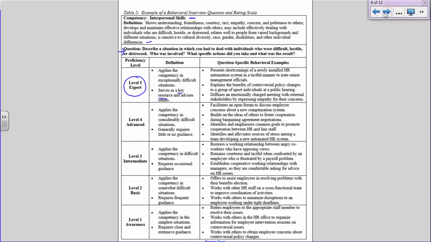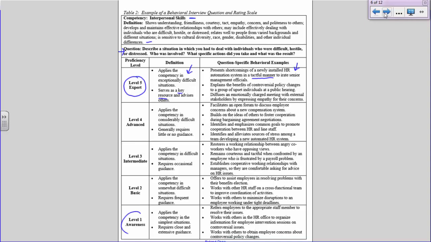So then here are some examples, right? Maybe presents shortcomings of a newly installed HR automation system in a tactful manner, explains benefits of controversial policy changes, diffuses an emotionally charged meeting with external stakeholders by expressing empathy. So again, there's no way to figure out all the possible answers you could get to that question. But by giving this to interviewers, they can have an idea of what's expected and examples of what that could look like.